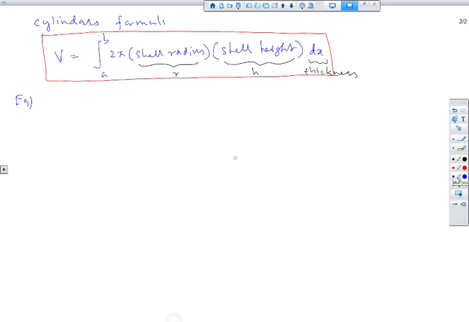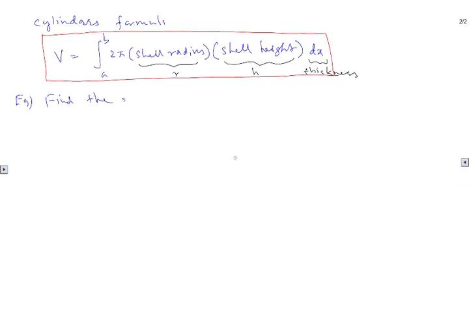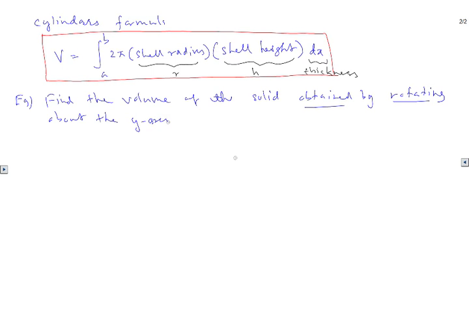Find the volume of the solid obtained by rotating about the y-axis the region bounded by y equals 2x minus x cubed and y equals 0.